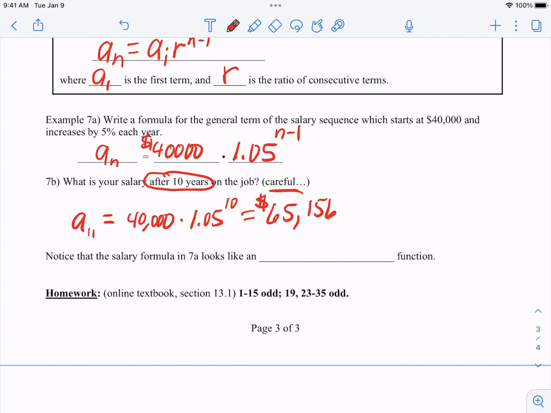And you might just notice this formula that we came up with does look like something, doesn't it? It's not linear. It looks exponential. And so geometric sequences and the formulas for them act like exponentials. When we have common ratios, that's going to be from an exponential function, an exponential pattern.